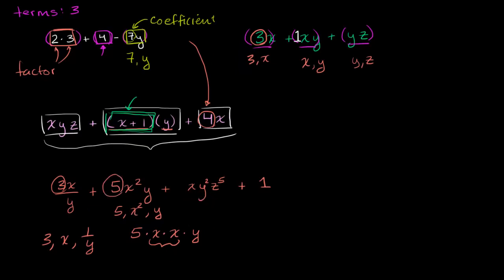So with that in mind, how many factors here? Well, you have 3 factors here. You have an x, you have a y squared, and you have a z to the 5th. And then finally, this last term is a constant term. How many factors does it have? Well, it's just 1. It's just got a 1 sitting there. It's not being multiplied by anything.